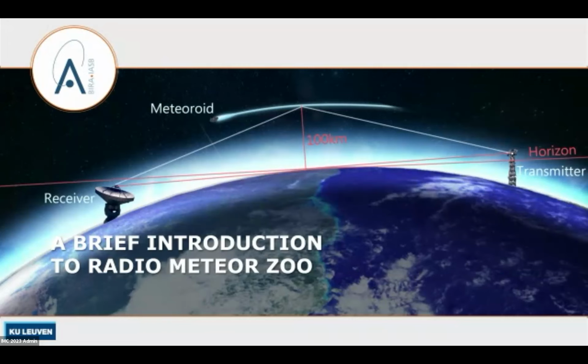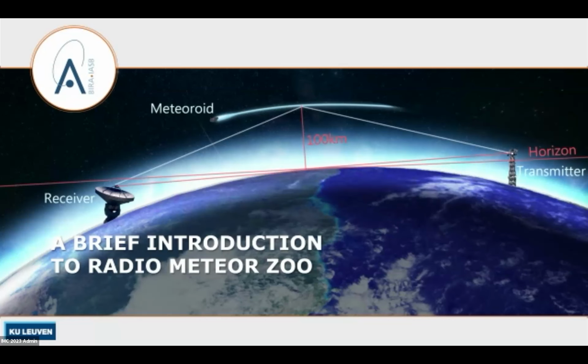BRAMS is a network that is using radio techniques to observe meteors. We are using the so-called forward scatter technique, which means that transmitter and receiver are at two different places. We have a transmitter in Dourbes, about 50 kilometers south of here, and we have receiving stations at 50 different places in Belgium and surrounding. If there's a meteor in between the transmitter and the receiver, it reflects on the ionized trail, and we see that in our receiver.